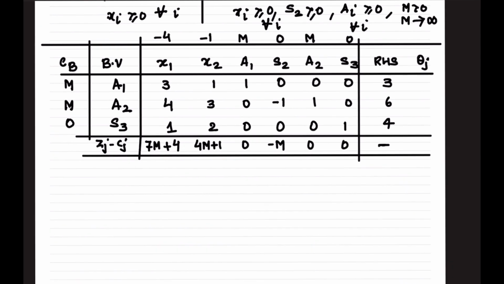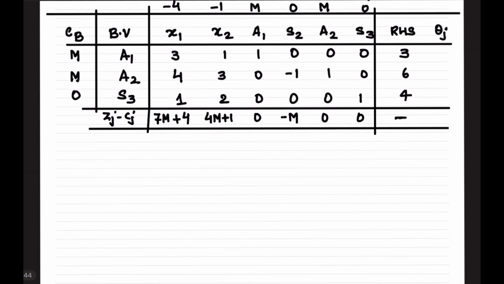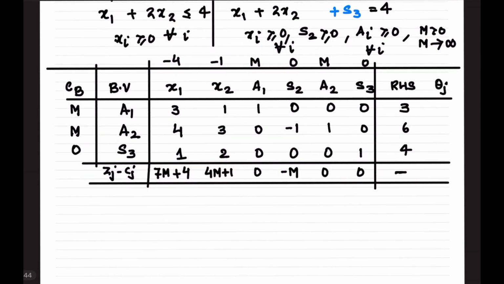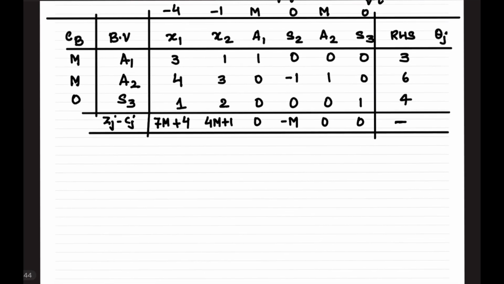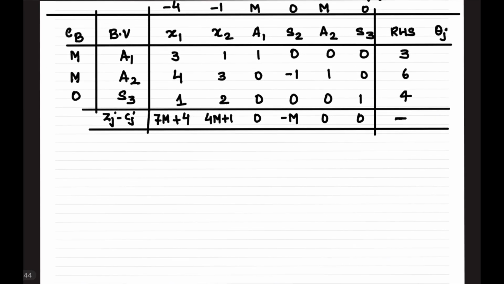Now start the iterations. Since we are solving a minimization problem, what variable enters? That is most positive. Most positive is this. So calculate theta j. First is 3 by 3, 1. Next is 6 by 4, that is 3 by 2, that is 1.5. Next is 4. So this is minimum, this leaves. The pivot is 3. So A1 is leaving and x1 is entering.